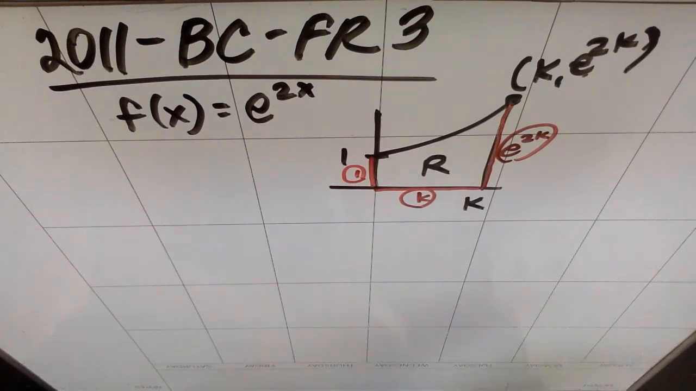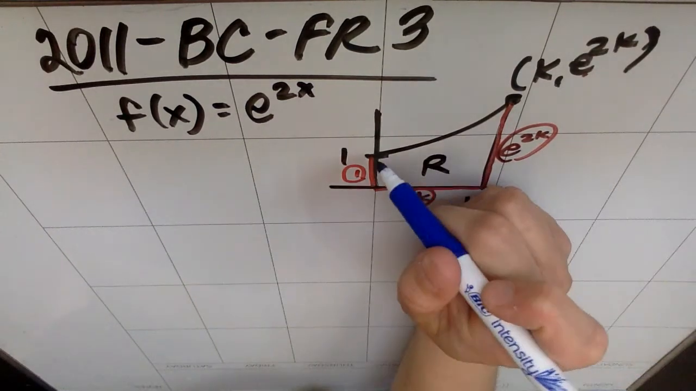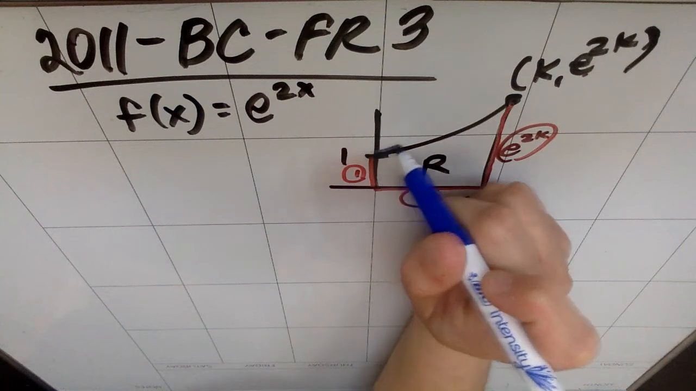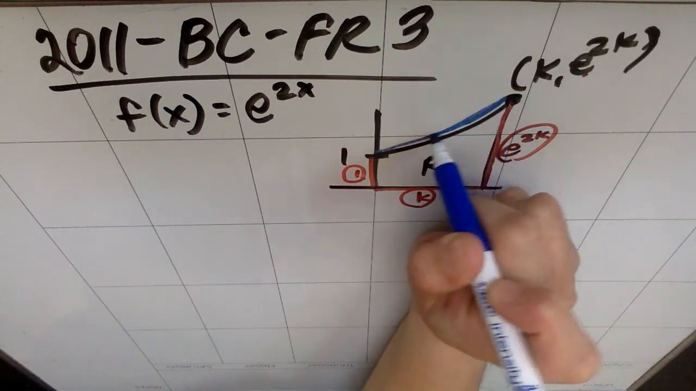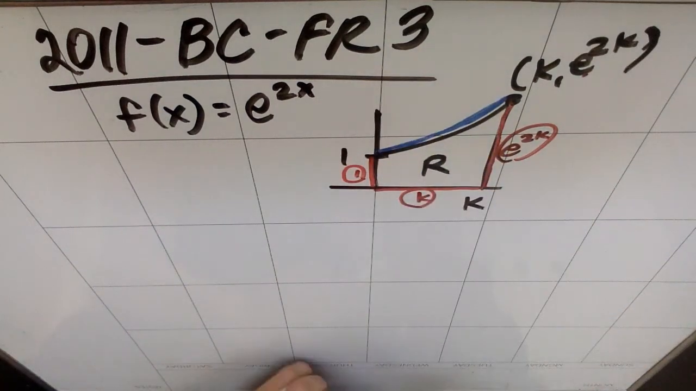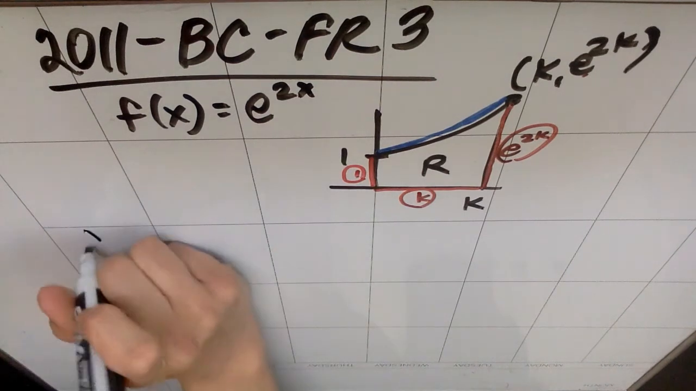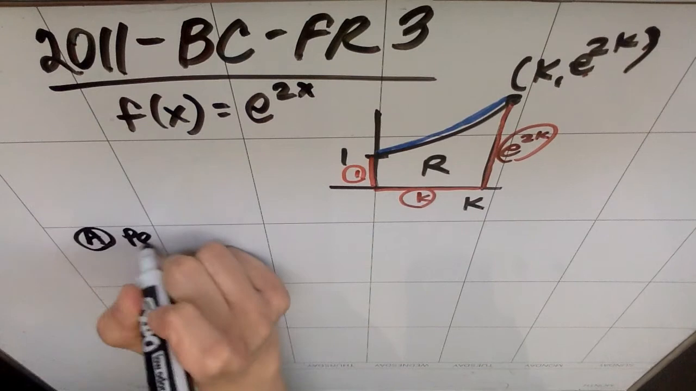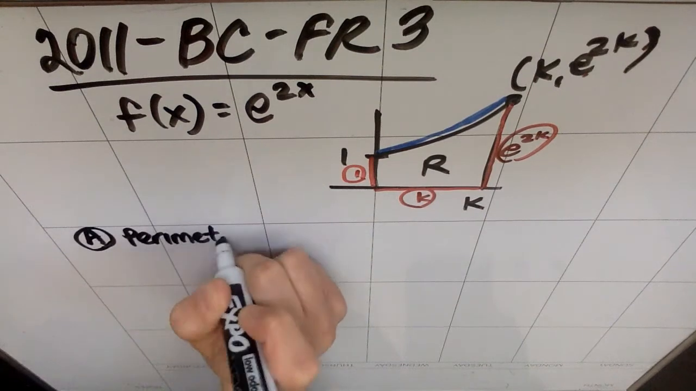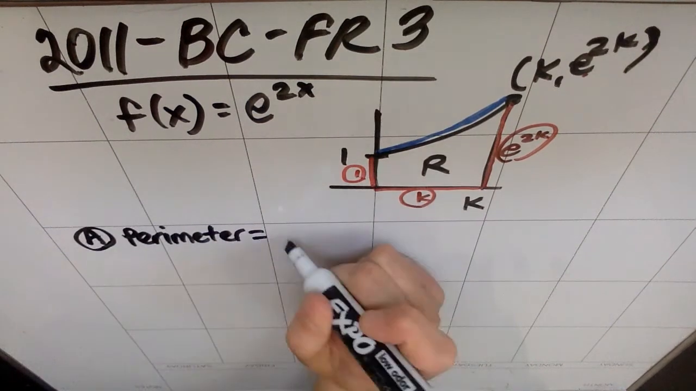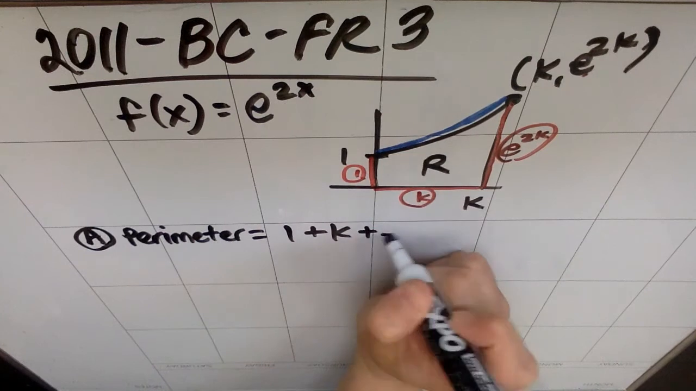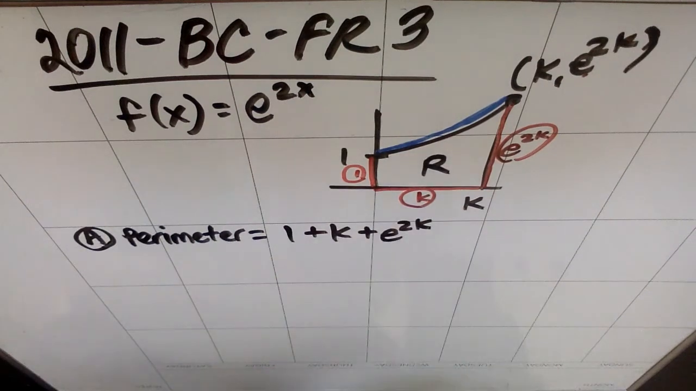The wild card of the perimeter that's going to involve the integral, and the part that makes this a BC question, is that you're going to need arc length to find the blue curve. That's a curvy, non-linear side of this shape, so I'm going to need arc length. So my perimeter in part A is going to be the 3 red lines that are really easy to add up, 1 plus k plus e to the 2k. That's the 3 red pieces.